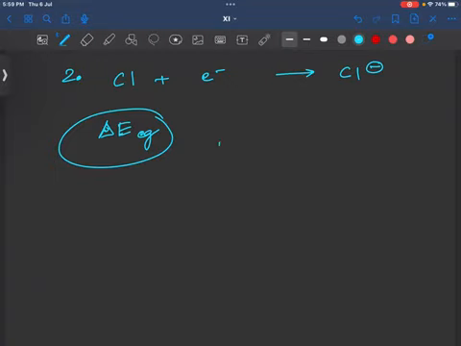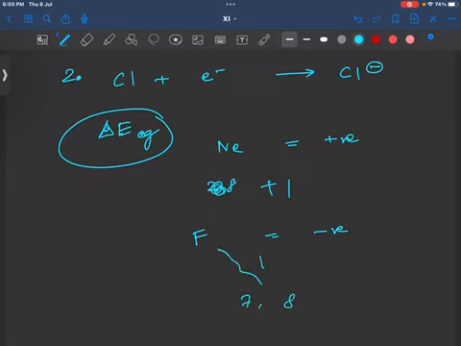Electron gain enthalpy for neon is positive because the number of electrons in the valence shell is 8, and you are trying to add one electron. You are disturbing it, so you have to give the energy. But for fluorine, it is negative. Negative means energy is released. When is it released? When it becomes something stable. If you add one electron to fluorine, 7 becomes 8. The configuration of fluorine is 2-7, right? Then it becomes 2-8. So that's why it is negative.